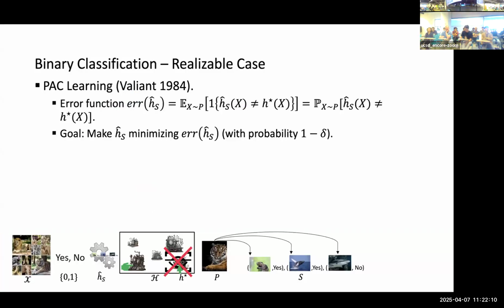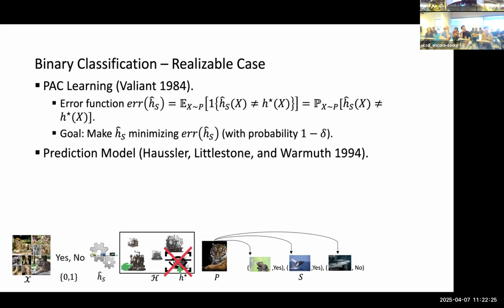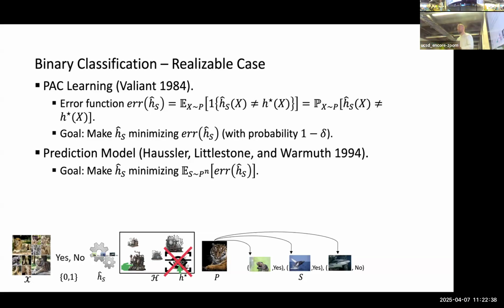So here we're going to look at a slightly different setup than we just did before, almost the same. The result we just talked about was in this PAC learning setup where you want, with probability 1 minus delta, to make the error small. So you have this high probability guarantee. In this work here, we're going to look at a slightly simpler model called the prediction model from 1994. And here, the only thing we really want is to produce a hypothesis whose expected error is small. So we're kind of sacrificing this high probability guarantee.